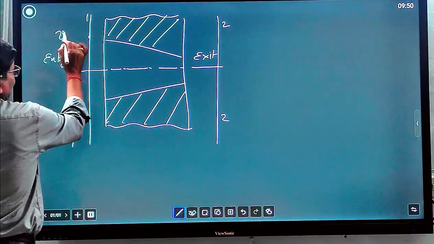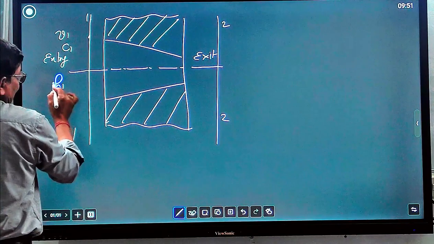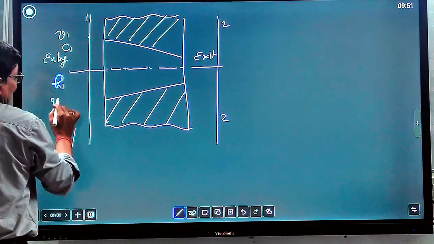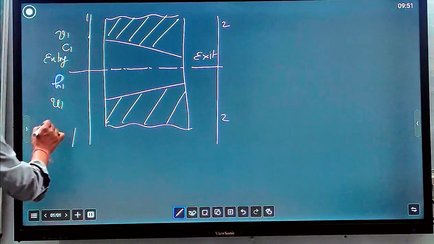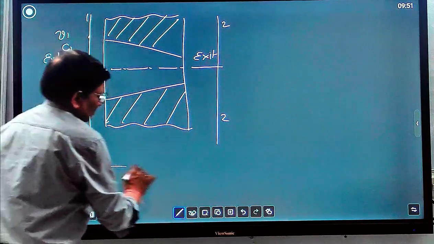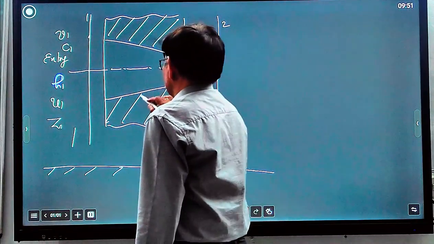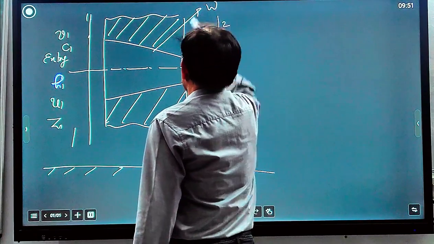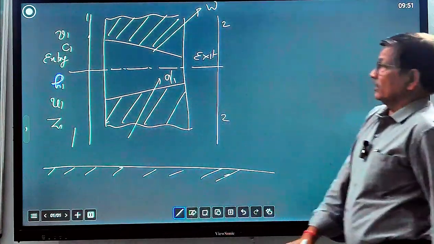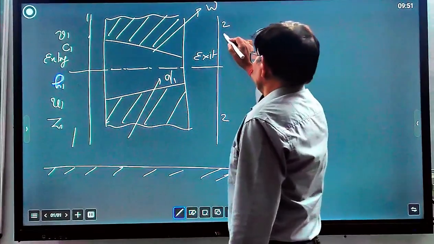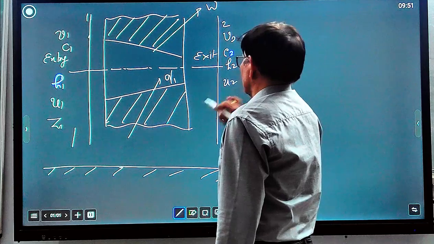At the entry, V1 is the specific volume, C1 is the velocity, H1 is the enthalpy, and U1 is the internal energy. These are values per unit mass. Z1 is the height above a datum. Let Q be the heat entering and W the work done. The exit conditions will be V2, C2, H2, U2 and Z2.